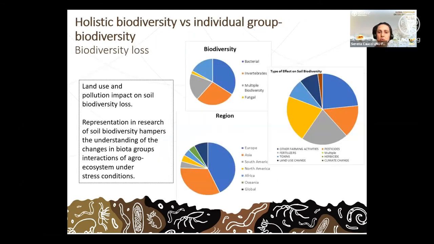When we look at the distribution in terms of which pollutants are actually affecting biodiversity loss, you can see on the right-hand side of your screen, most of the biodiversity loss has been attributed to pesticides and partially to climate change, but also to intensive farming activities. Studies have been mostly conducted here in Europe and the larger part also in Asia. All the other areas still remain not well known in terms of biodiversity loss.